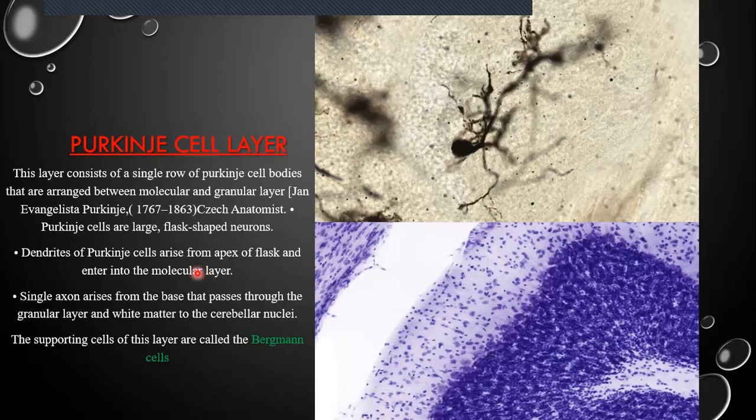Now, dendrites of the Purkinje cell arise from the apex of the flask and enter into the molecular layer. Now, a single axon usually arises from the base of that flask-shaped body, then passes through the granular layer and white matter to the cerebellar nuclei. Note that the axon of the Purkinje cells is the only output of the cerebellar cortex. Please note that. Now, the supporting cells, this is a very important point. The supporting cells of the Purkinje cell layer are known as the Bergmann cells.